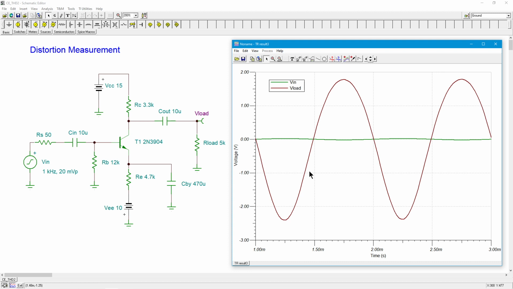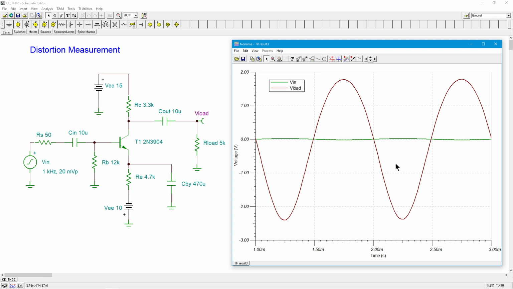A couple of things are noticeable. Here's 0. This positive peak doesn't even make it up to 2 volts. The negative peak, on the other hand, is going beyond negative 2 volts. And it's not just because there's a DC offset. When you look at it, the negative peak is rather sharp compared to this broad positive peak. So: sharp negative peak, broad positive peak.